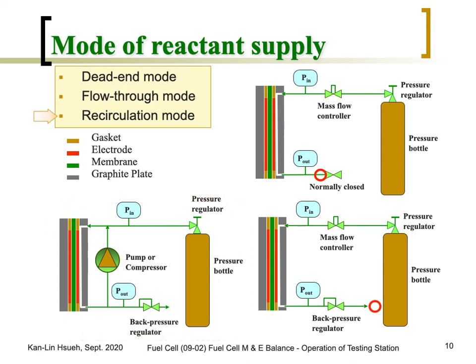The unique feature of the recirculation mode is that there's a pump or compressor connected to the fuel cell, so it will recirculate the hydrogen without exhaust. But this pump or compressor has to be an explosion-proof compressor pump. You cannot use a conventional pump or compressor because for hydrogen you need to be airtight sealed. Make sure it's explosion-proof.